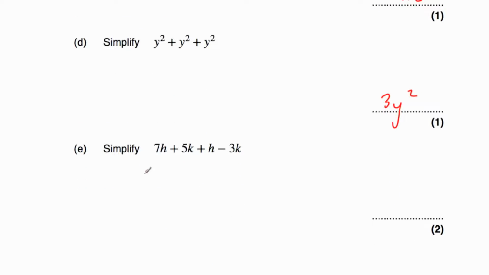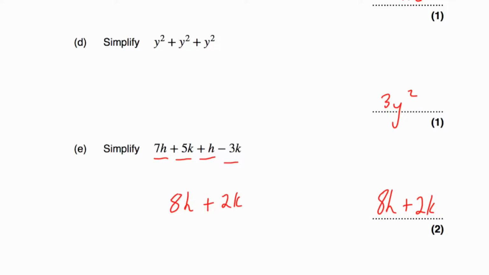And question E says to simplify 7h plus 5k plus h minus 3k. So let's do our h's first of all. 7h plus h, well that's 7 lots of h plus another lot of h, that's going to be 8 lots of h, so 8h. And then in terms of our k's, we've got 5 lots of k, take away 3 lots of k, that would leave us with 2 lots of k, or 2k. So the answer would be 8h plus 2k.